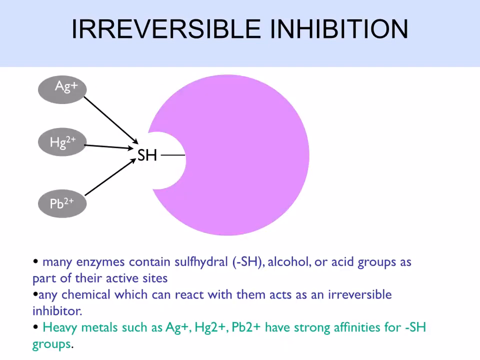So what are some examples? Well, many enzymes contain a group called sulfhydryl, which is SH groups. They've also got an alcohol group, OH groups, or an acidic group on their active site. Any chemical which can react with these groups causes an irreversible inhibition. So examples would be silver, mercury, and lead. Silver, mercury, lead, if they bind to a group such as an alcohol group or SH group on the enzyme, then they'll bind irreversibly.